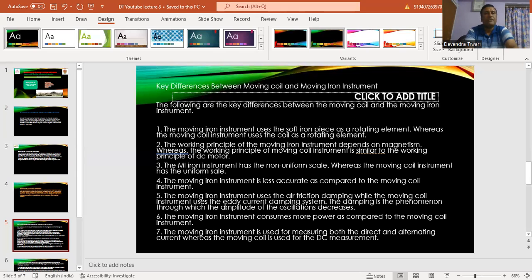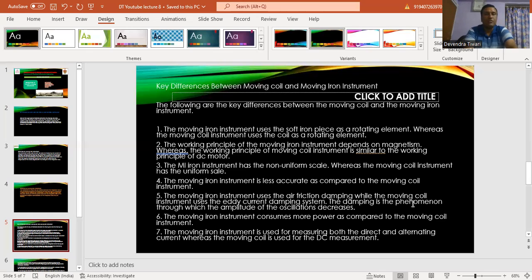Next, the moving iron instrument uses air friction damping, while moving coil instruments use eddy current damping. Damping is the phenomenon through which the amplitude of oscillations decreases, that is, it helps the pointer settle down. Otherwise, it will deflect and deviate from its position. Next, the moving iron instrument consumes more power as compared to the moving coil instrument. That means moving coil instruments are power beneficial; they consume less power.